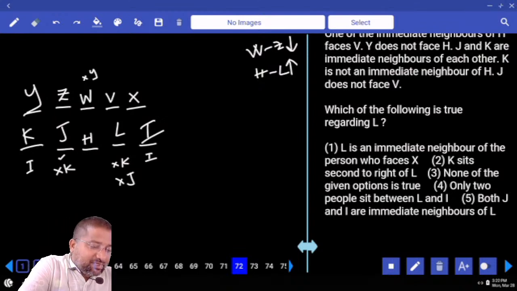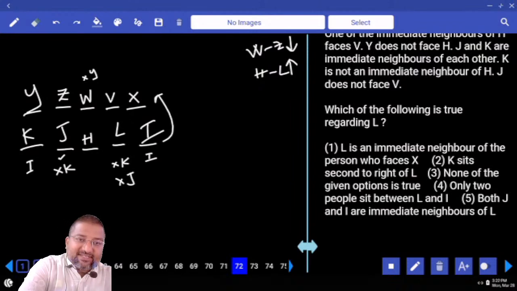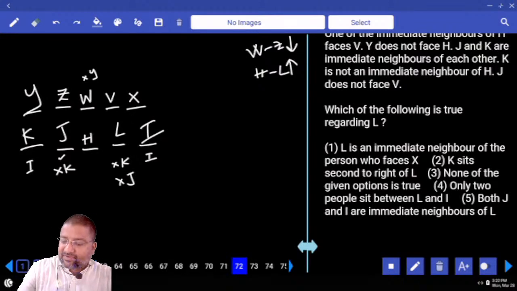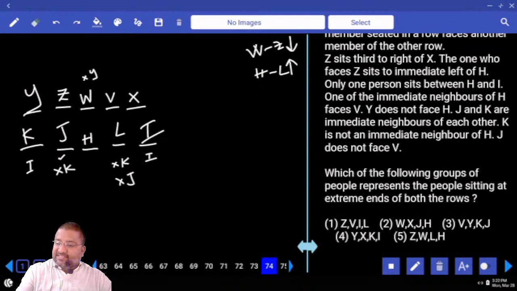First option. Who amongst the following sits third to the right of the one who faces I? Third to the right of the one who faces I. Who is facing I? X. Third to the right of X? Z. 73. Who amongst the following sits third to the right of the person who faces I? Aypoindi. 74. Which of the following groups of people represent the people sitting at the extreme ends of the lines? X, Y, K, I. Fourth option.